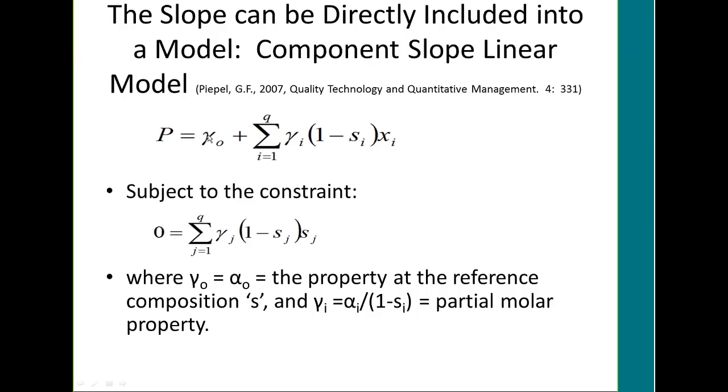This coefficient here is, again, the value of your property at your target composition. You have a much more complicated constraint. And this gamma I now becomes your partial molar property for component I. So if this were heat capacity, this would be your partial molar heat capacity for X sub I.